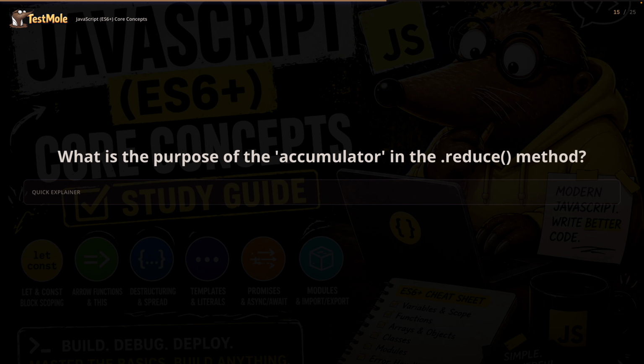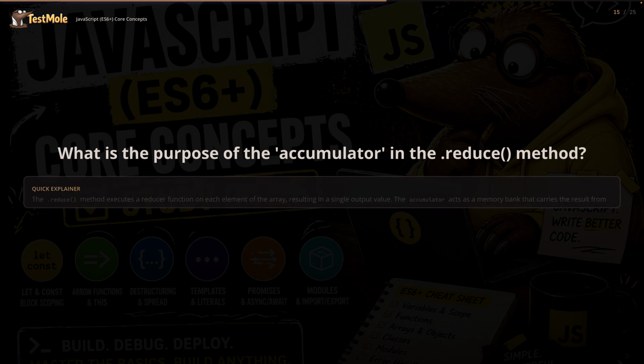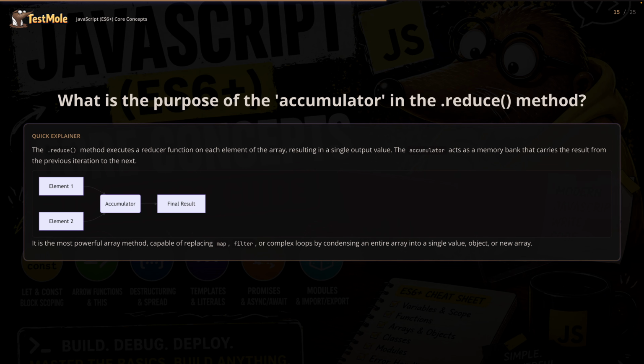What is the purpose of the accumulator in the .reduce method? The .reduce method executes a reducer function on each element of the array, resulting in a single output value. The accumulator acts as a memory bank that carries the result from the previous iteration to the next. Refer to the diagram on screen. It is the most powerful array method, capable of replacing map, filter, or complex loops by condensing an entire array into a single value, object, or new array.